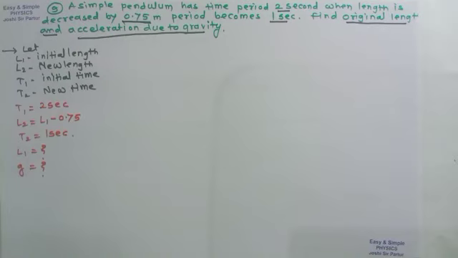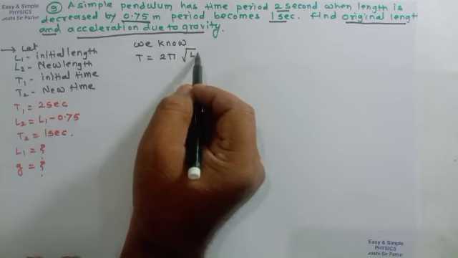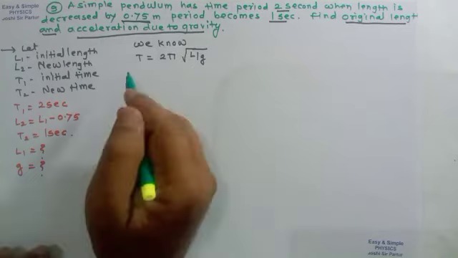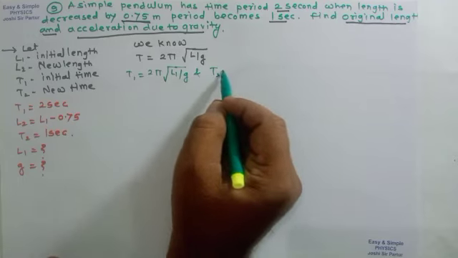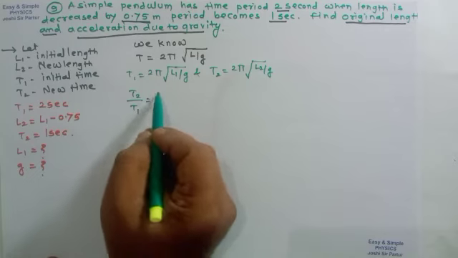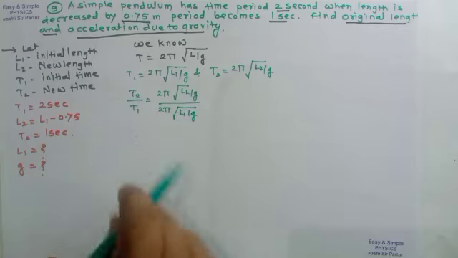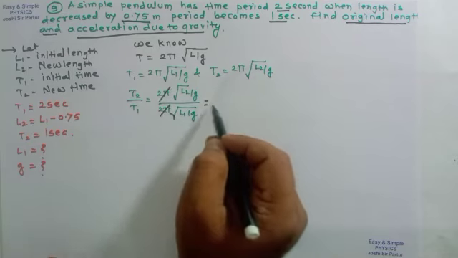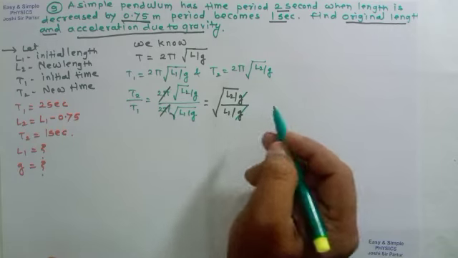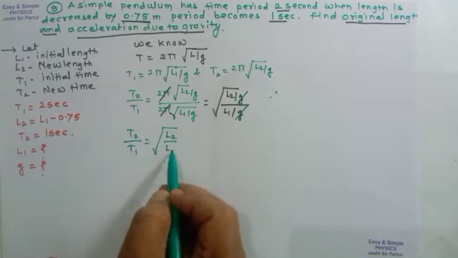For that we use the formula. We know that time period is equal to 2 pi square root of L upon G. So for the first, T1 is equal to 2 pi square root of L1 upon G, and for the second, T2 is equal to 2 pi square root of L2 upon G. So T2 upon T1 is 2 pi square root of L2 upon G upon 2 pi square root of L1 upon G. 2 pi gets cancelled, G gets cancelled. So the formula will be T2 upon T1 is equal to square root of L2 upon L1.